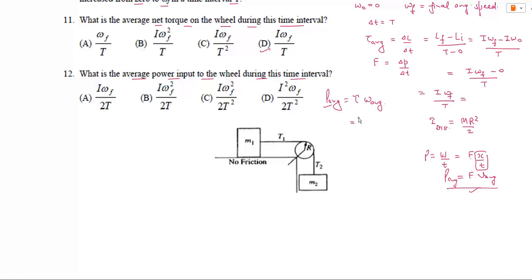So what is torque? Torque is I omega F by T. And what is the average velocity? That is omega F plus 0 by 2. So that is I omega F square by 2t. So that is option number P. So this will be the answer. Okay. Clear?